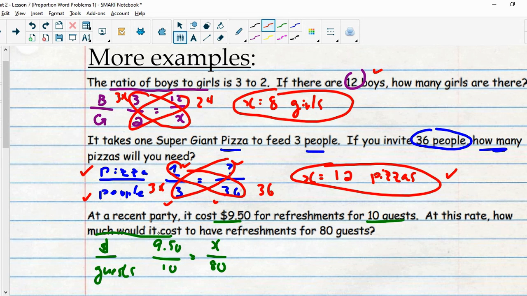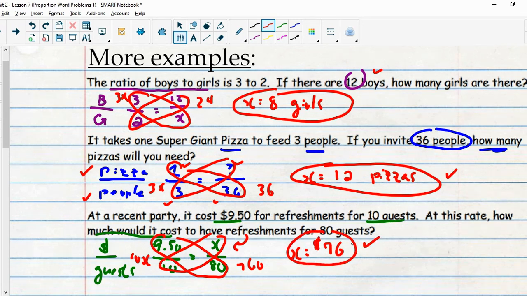Okay, so I'm going to cross multiply like that. So 80 times 9.5, what would that be? 760. And 10 times how much is 760? Do you guys know, without doing the math? Yeah, 76, right? Now, 76 what? People or money? Dollars. Yeah, money, right? Because that's the value that's missing. Money, money, money.